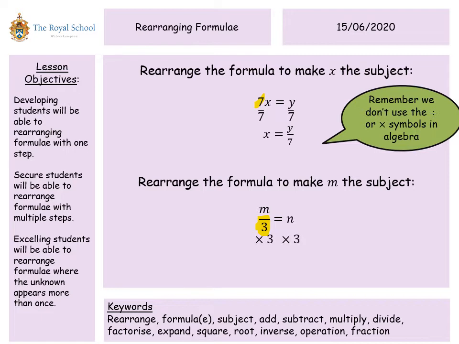And then let's have a look at what we'd get. Well, m divided by 3 and times by 3, dividing by 3 and times by 3 are inverse operations, so they'll cancel each other out. So we'll just have m on the left-hand side. And then n times by 3 will give us 3n on the right-hand side. Remember, your number has to go in front of the letter when you're doing a multiplication there. And these are our steps that we would take then to solve these one-step formulae and rearrange them to make a different letter the subject.